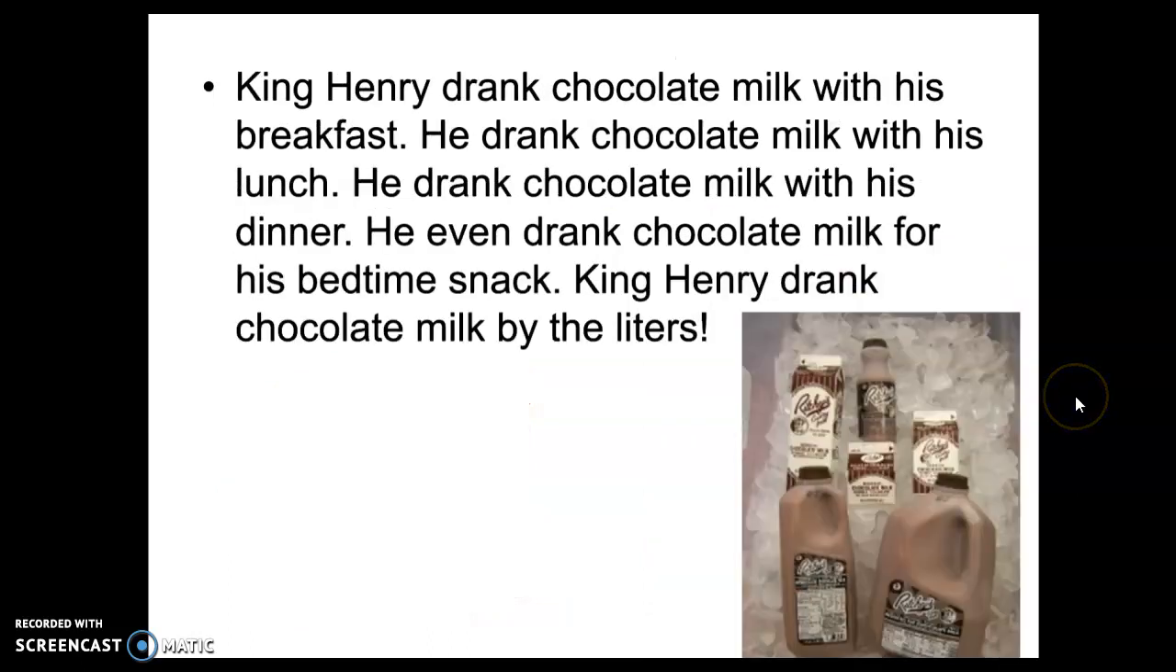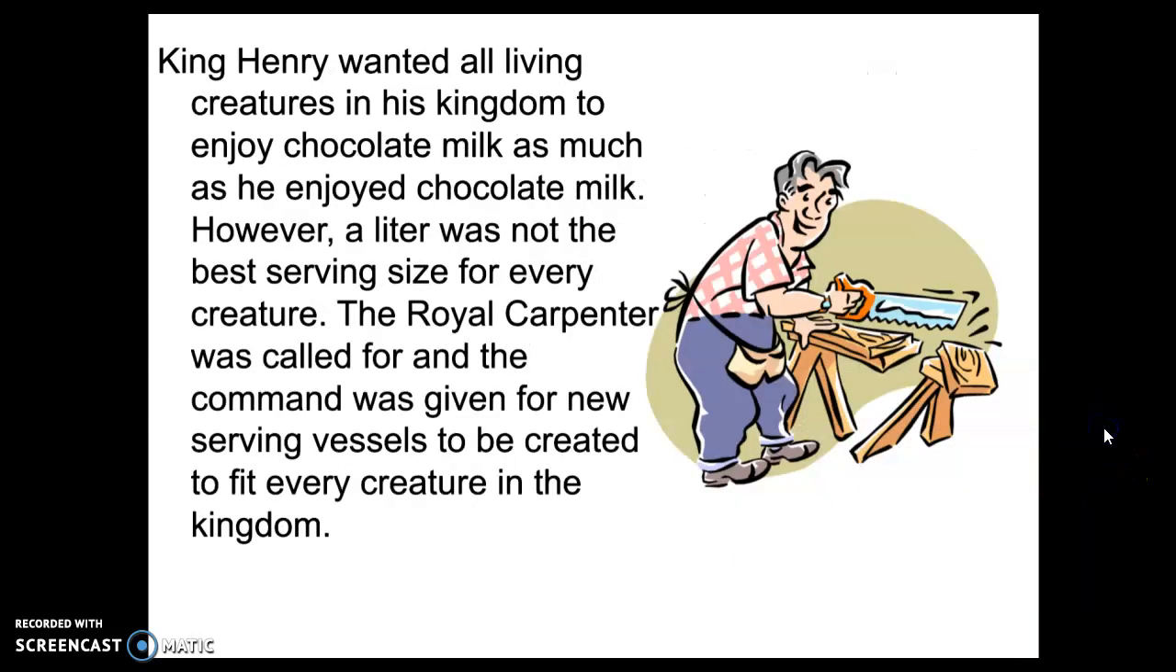King Henry drank chocolate milk with his breakfast. He drank chocolate milk with his lunch. He drank chocolate milk with his dinner. He even drank chocolate milk for his bedtime snack. King Henry drank chocolate milk by the liters. I sure do hope he's brushing his teeth before bed. King Henry wanted all living creatures in his kingdom to enjoy chocolate milk as much as he enjoyed chocolate milk. However, a liter was not the best serving size for every creature.